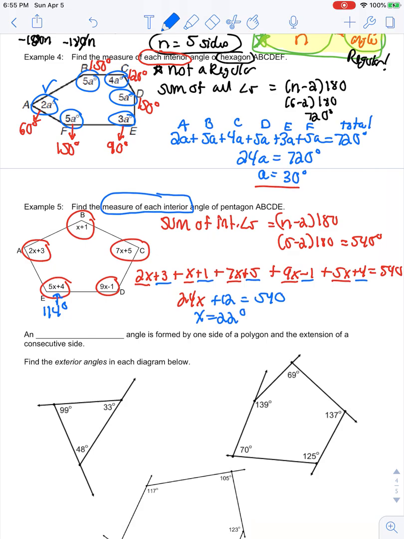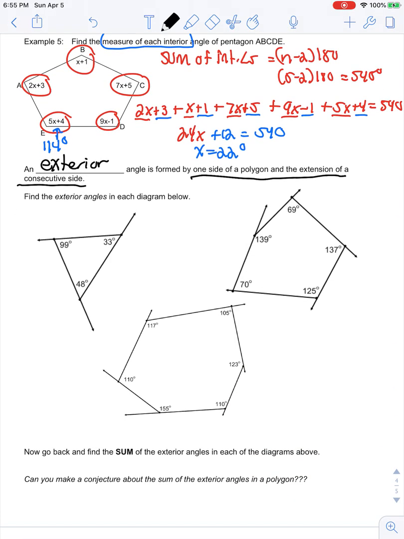The last thing I want to talk about, class, are the exterior angles. An angle that is formed by one side of a polygon and the extension of that consecutive side is referred to as an exterior angle. So in these diagrams, what we want to do first is find all the exterior angles. The first exterior angle would be this angle right out here. If the interior angle is 99 degrees, then subtracting that from 180 should give me an exterior angle of 81 degrees. And I can do that same process to find all these exterior angles.